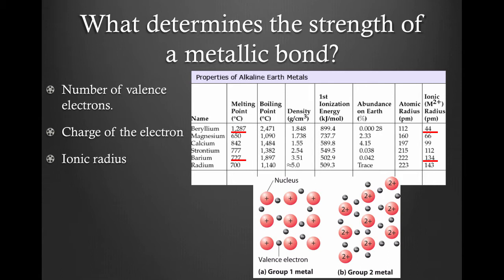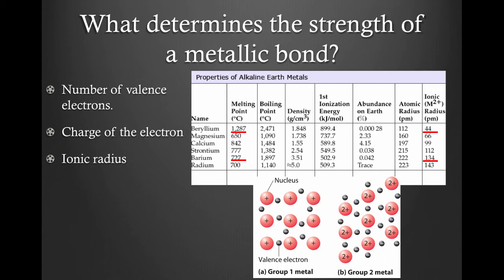So in this case, what determines the strength of a metal bond? And again, like the covalent bond and the ionic bond, this has to do with the charge of the ion, not the charge of the electron, the charge of the ion, and the ionic radius. And that goes back to Coulombic attraction. The force of attraction between two oppositely charged particles has to do with the magnitude of the charge and the distance.